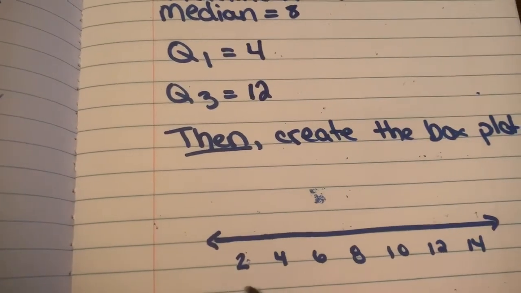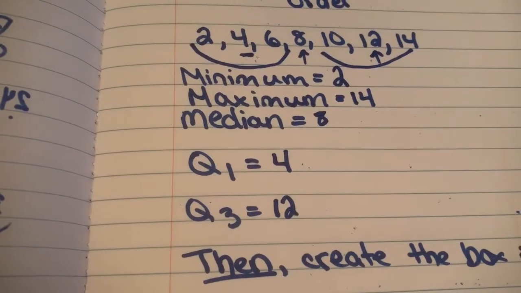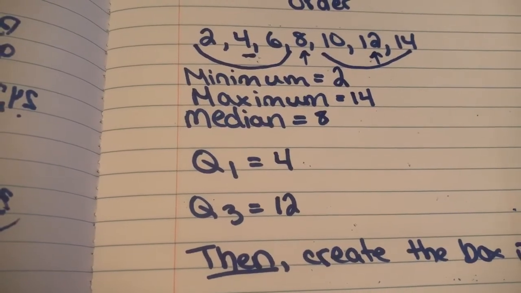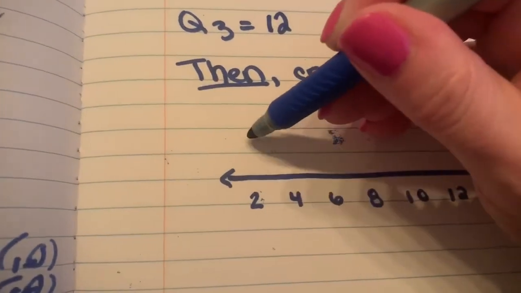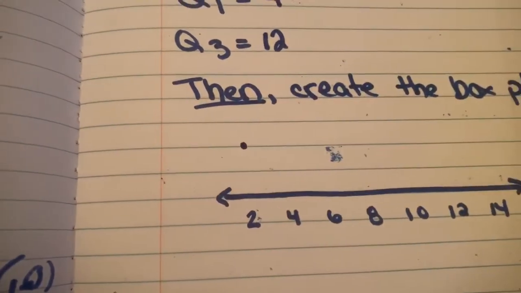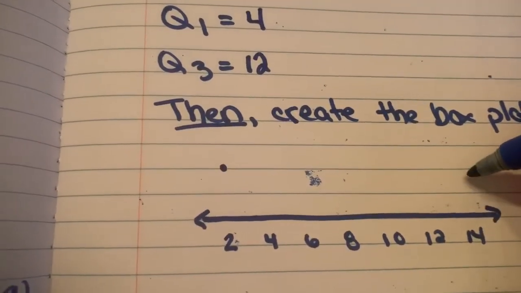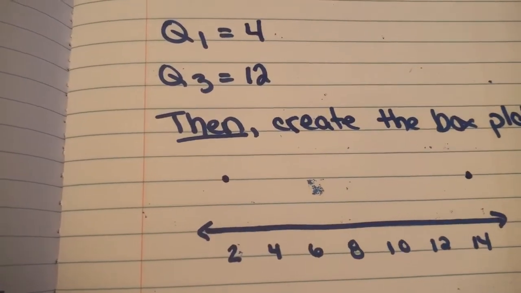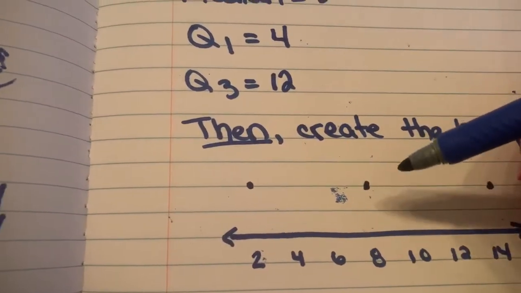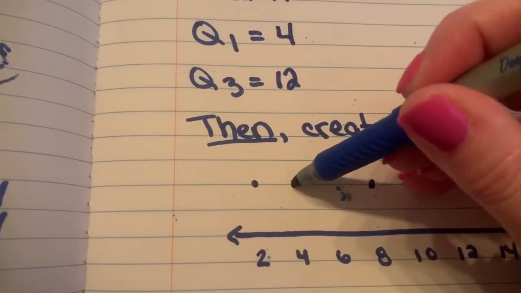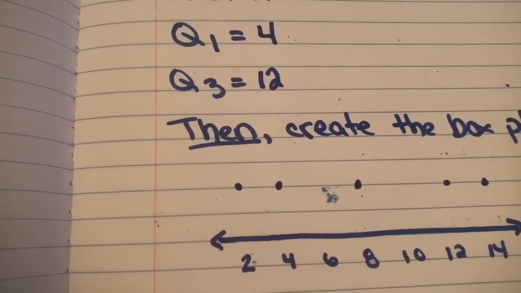So after you've created your number line, you're going to take the 5-number summary and you're going to put dots above each one. So down here, we said our minimum value was 2. We said our maximum value is 14. Notice I'm keeping them at the same level. Our median was 8. Our Q1 was 4. Our Q3 was 12. So all I've done is created dots above.